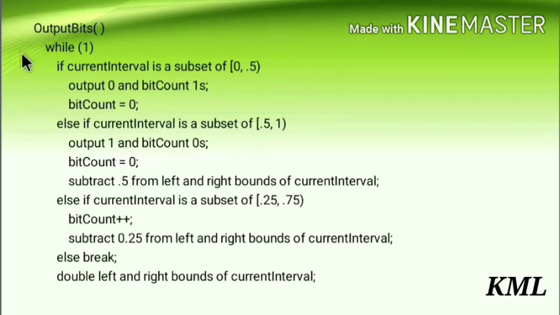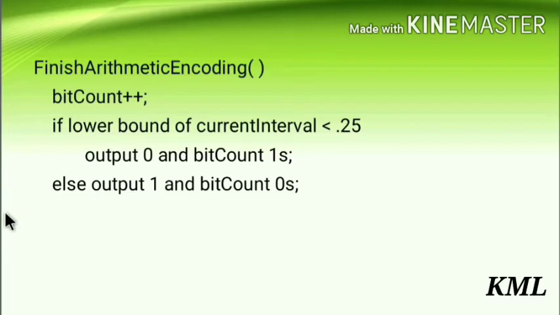So here I have the output bits function. You can go through it and take a screenshot for your reference. I'll explain this while solving the problem. So this is your output bits function and this is your finish arithmetic encoding function, which is your last step in the problem. We'll see this while solving the problem. So let's move ahead.